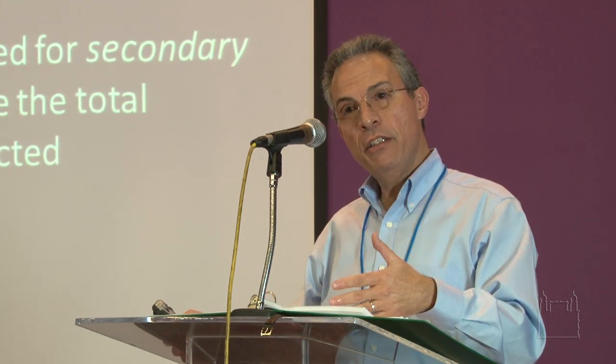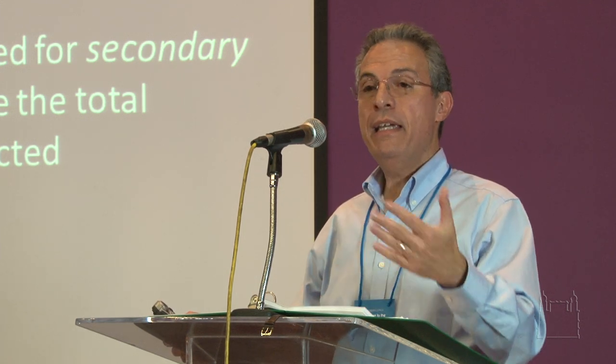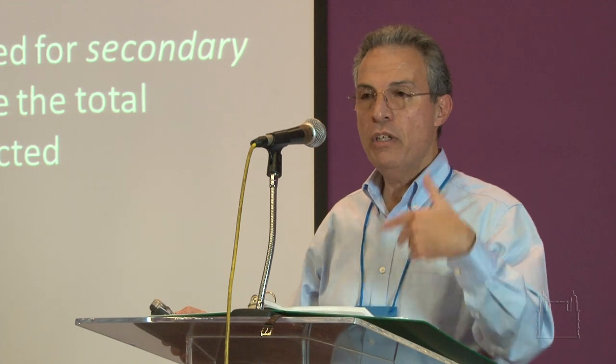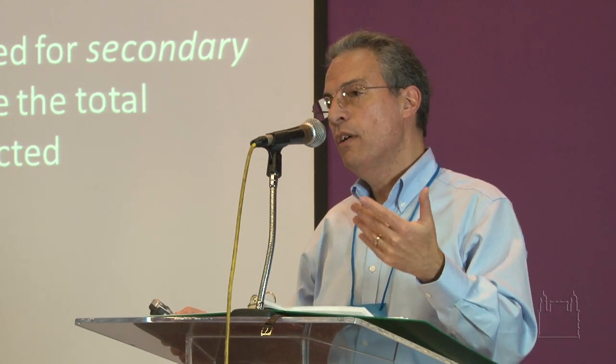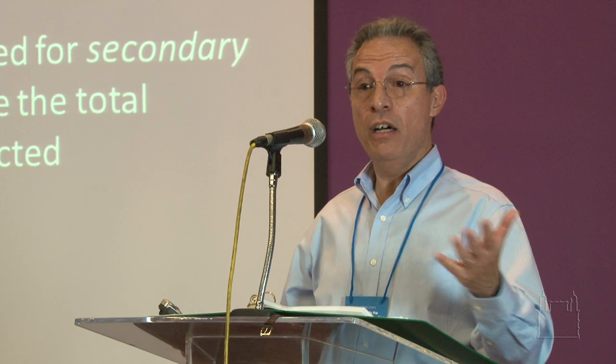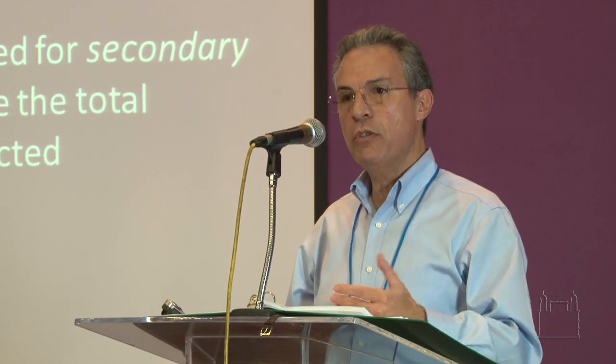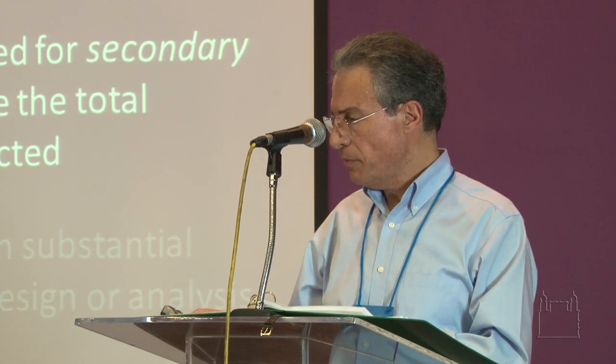But for secondary or exploratory analyses, indicate in your paper how many you've done, to give the reader a sense: I've done 5 secondary analyses on this, this, and this, and these are the results, and give the p-values, and let the reader do their multiplicity if they want to. Remember, secondary analyses are kind of suggestive. They are hypothesis generating. But if you did 200 secondary analyses and you're reporting 3, it is your responsibility to say that so that the reader knows.